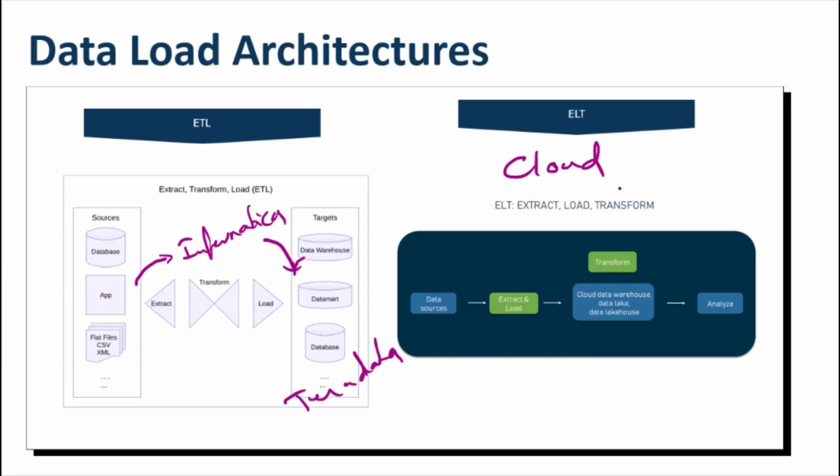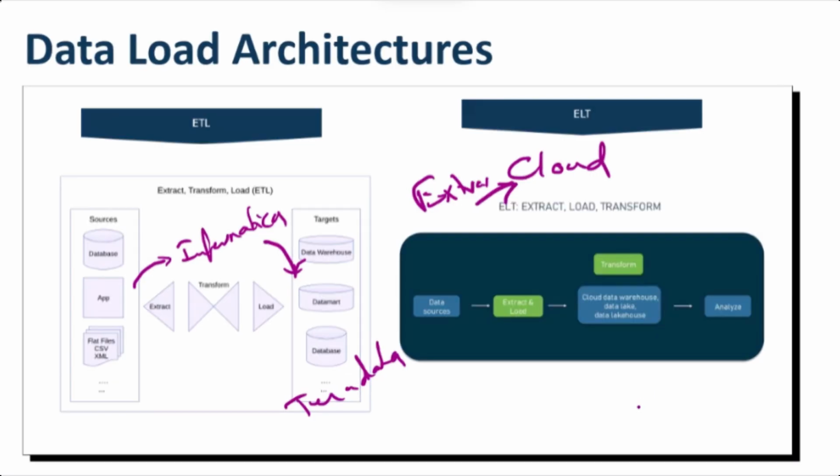The alternative approach is ELT, which is a cloud-native method. You first extract the data, then immediately load it into the cloud data lake, like S3 or ADLS. The transformation happens after the data is already loaded into the cloud. This approach is most cost effective for the cloud environment because it minimizes the data transfer cost, because in cloud, egress and ingress cost more.